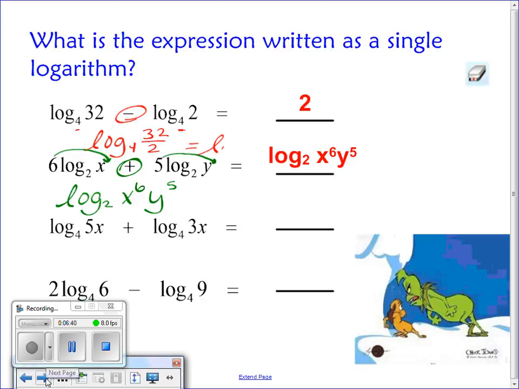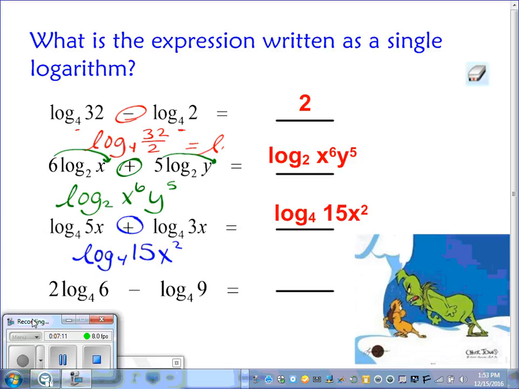So the next one, there's no number out in front, so there's no exponents I need to put on there. But what's a plus do? You multiply. So log base 4 of 15x squared. Check. You got one. It just takes practice. This is something we're not used to seeing. So we're just going to do a whole lot of drill and practice here.